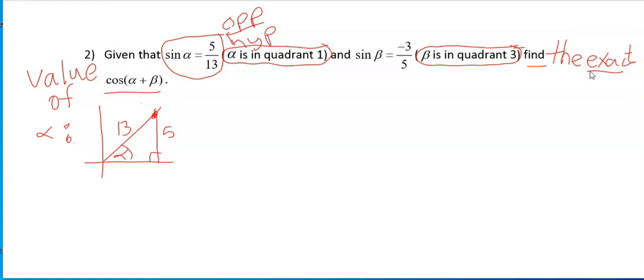Now notice there's one side that's missing that we do not know. Your job is to write the exact value of the missing side. You're going to have to use Pythagorean's theorem here. It's possible you might end up with a whole number, but it's also possible you may end up with a radical, a square root of a non-perfect square. If that's the case, leave it as a radical, because it's asking for the exact value of the cosine of alpha plus beta.